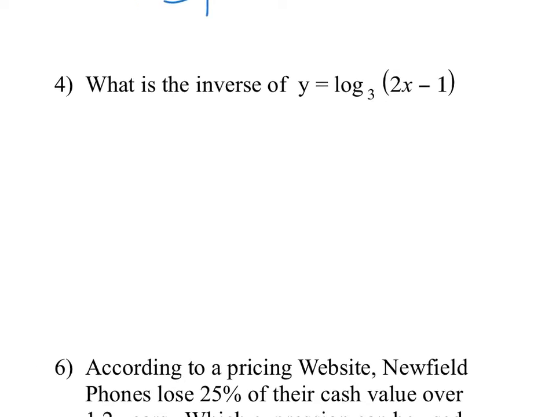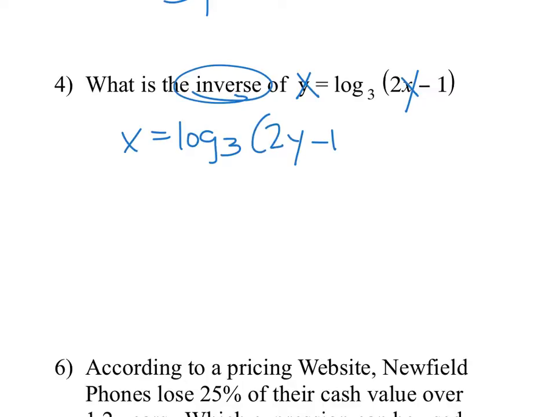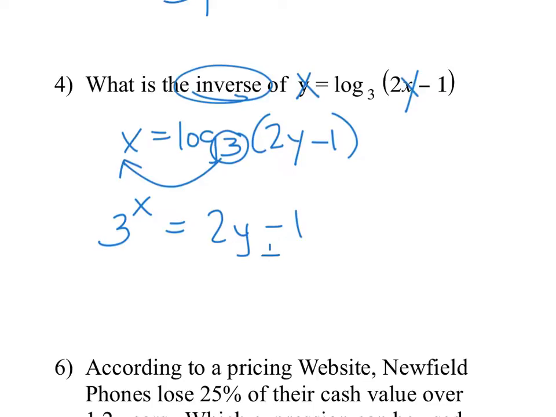What's the inverse? Remember, the first thing you want to do for an inverse is you switch your x and your y. So x equals log base 3 of 2y minus 1. For finding the inverse of a log, it's exponential. So you do the log switch again. So 3 is the base, x is the exponent, equals 2y minus 1. Now you solve for y. So add 1. 3 to the x equals 2y.